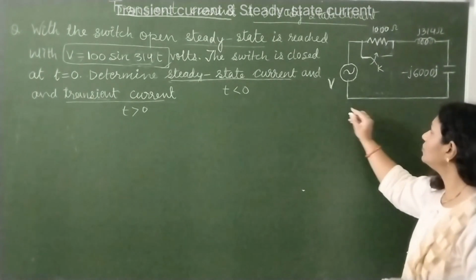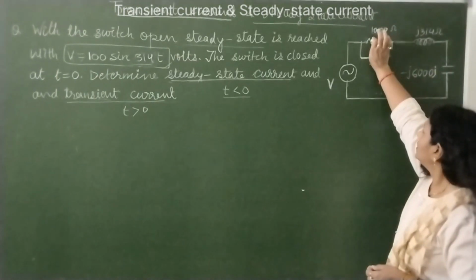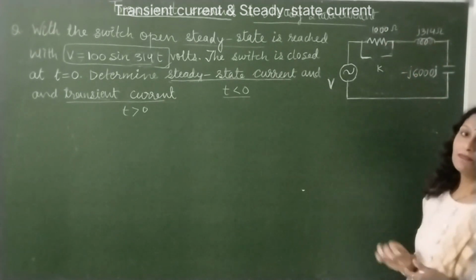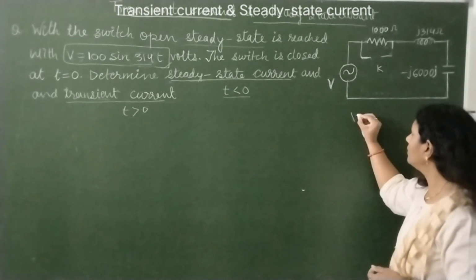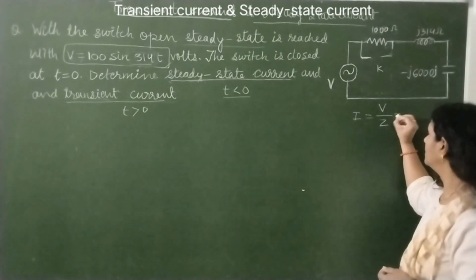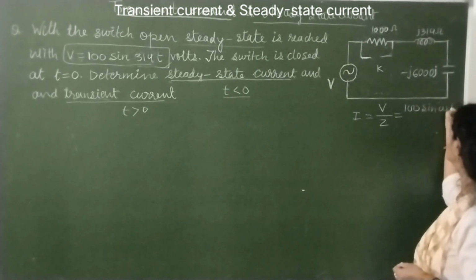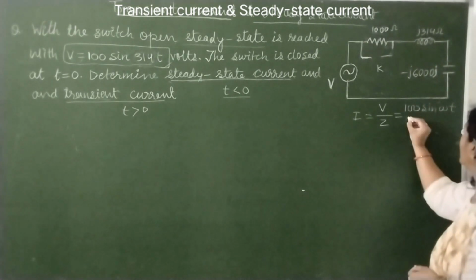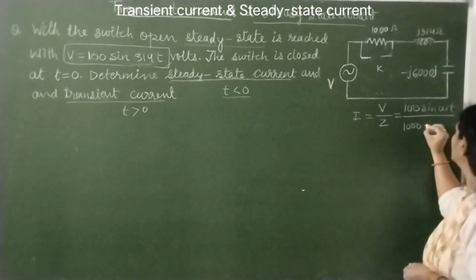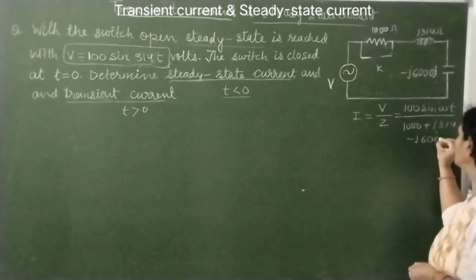So we will see here how to find the steady state current at time t less than 0. At t less than 0 this switch is open, so R, L and C are all part of our circuit. Now we can find the current by applying the formula V by Z. Here V is our sinusoidal input, which is 100 sin omega t, and our impedance is the summation of all of them, that is plus j314 minus j6000 ohm.